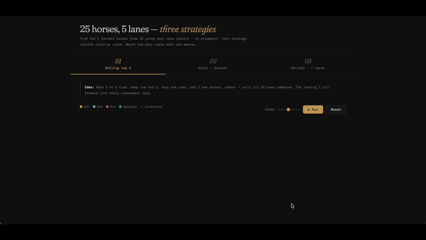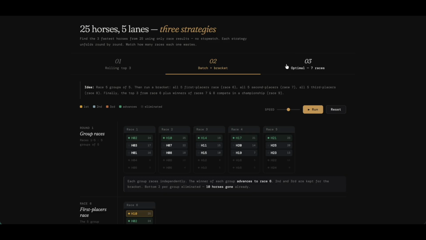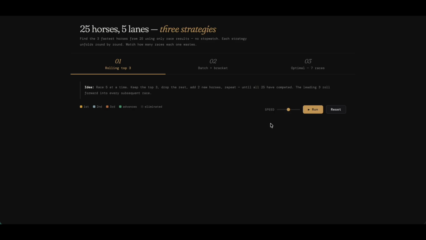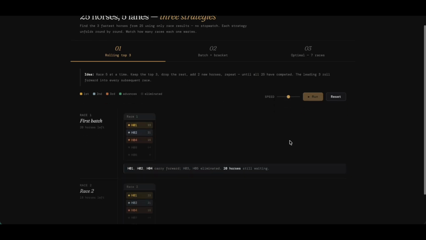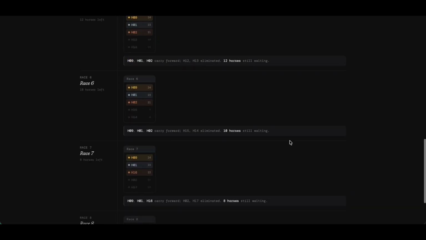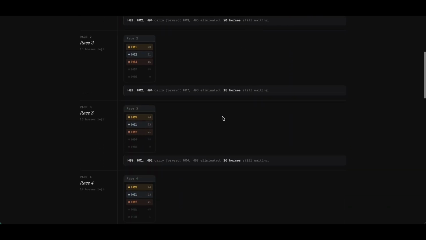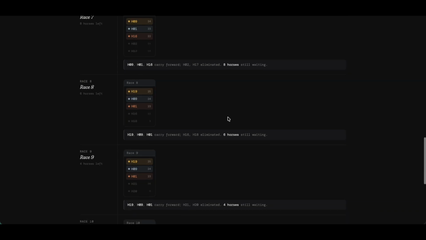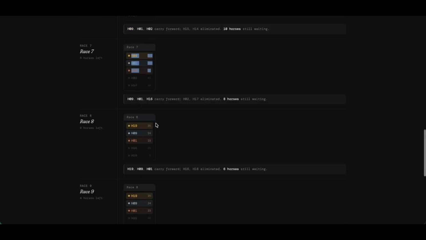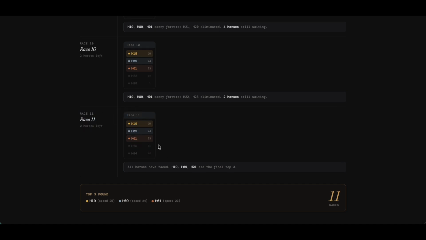So like usual, guys, I made a simulation of the problem that we just did. Here we have the 3 algorithms that we looked at previously. Our first algorithm is where we brute force all of this, and we keep the top 3 from each round, and then add 2 more horses that we didn't look at. So it's the rolling top 3 solution. We're always keeping the top 3, and the last race gives us the 3 fastest horses that we're looking for. That's the brute force solution, and that's definitely going to give us the correct answer in 11 different races.